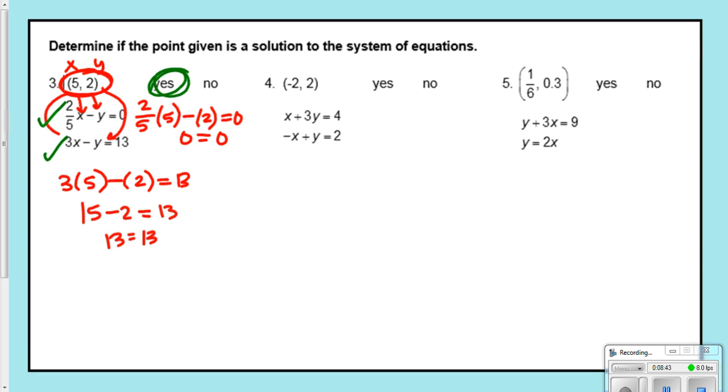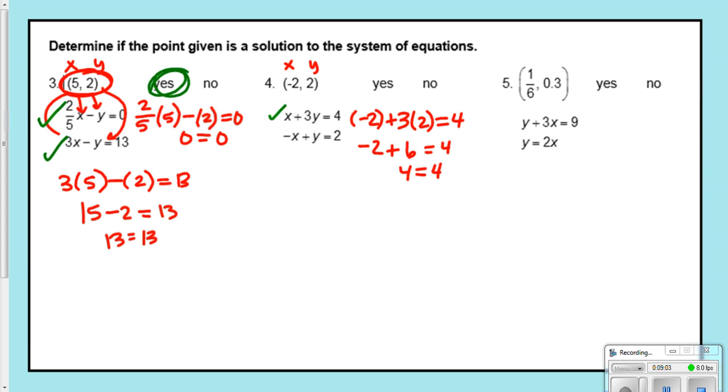Okay, so let's try the next one. Again, my x here is -2, and my y is +2, so I'm going to plug those in. -2 plus 3 times 2 equals 4. Well, -2 plus 6, that is 4. So for this first equation, it does work.